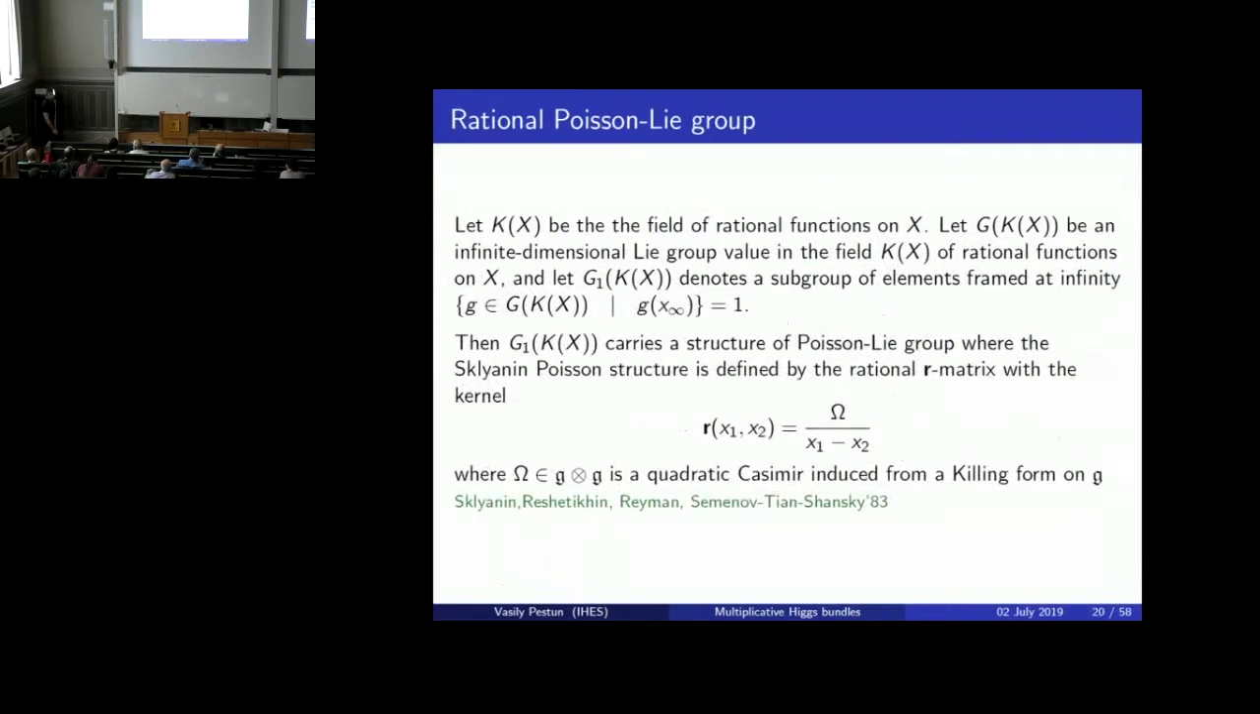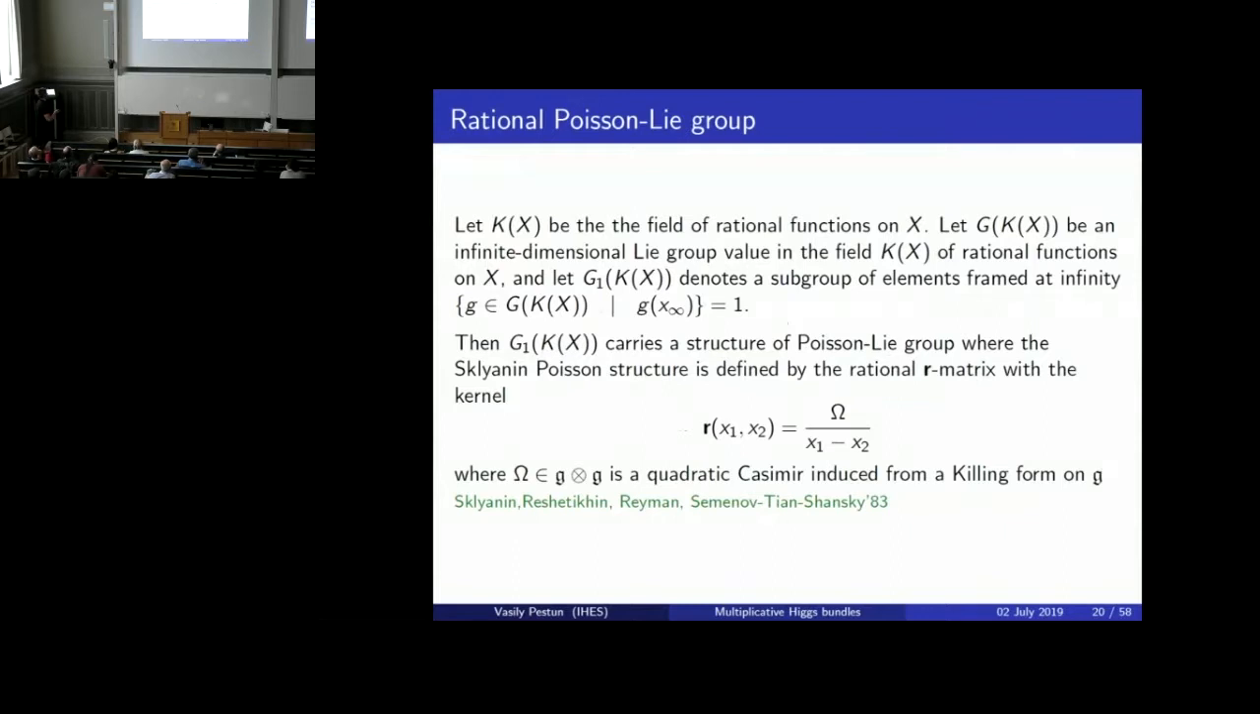Okay, now let me say more clearly what a rational Poisson Lie group is. K(X) denotes the field of rational functions on X, and G(K(X)) is the infinite dimensional Lie group valued in this field. G_1(K(X)) denotes the subgroup of elements which are framed at infinity, that is, g(x = infinity) equals 1.